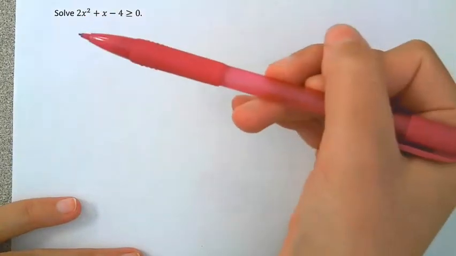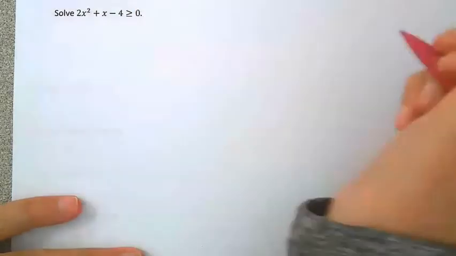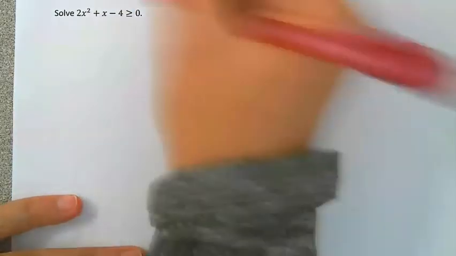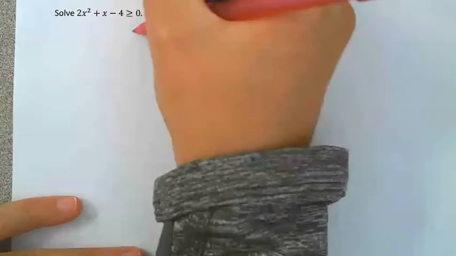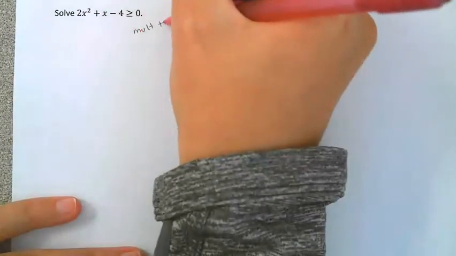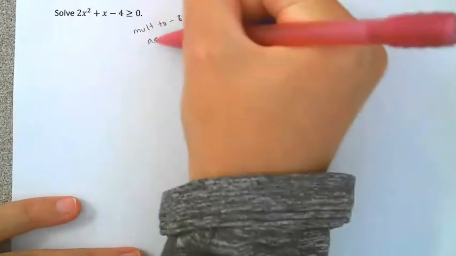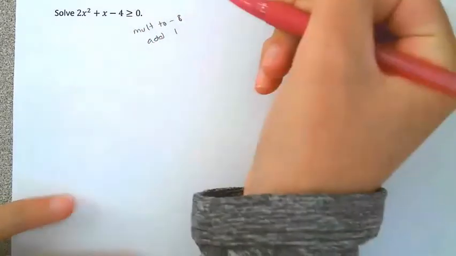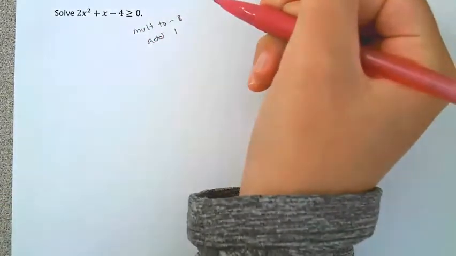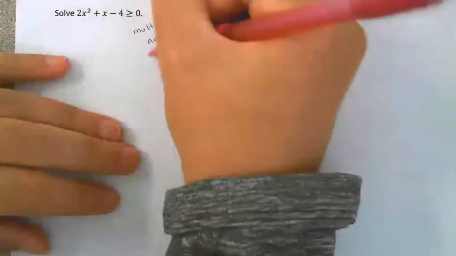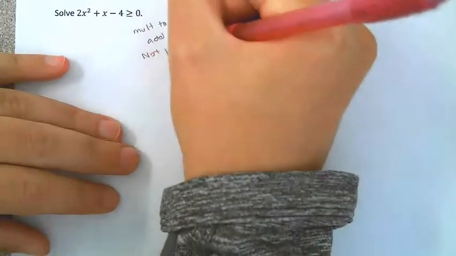So I'm going to try factoring just because I think factoring can be a little bit easier than the quadratic formula. So I would need to use the AC method. I want two numbers that multiply to negative 8 but add to 1. And you're going to exhaust all the possibilities, because that is not possible.